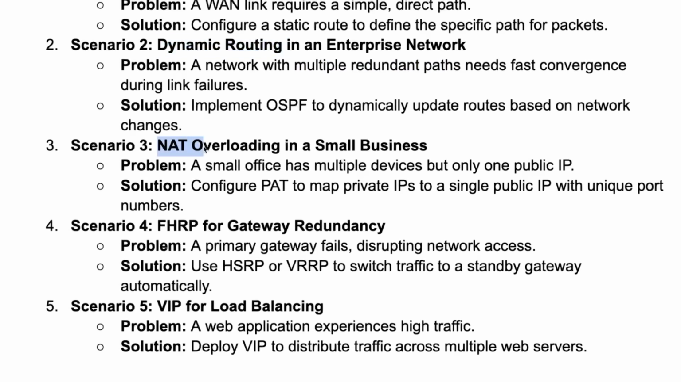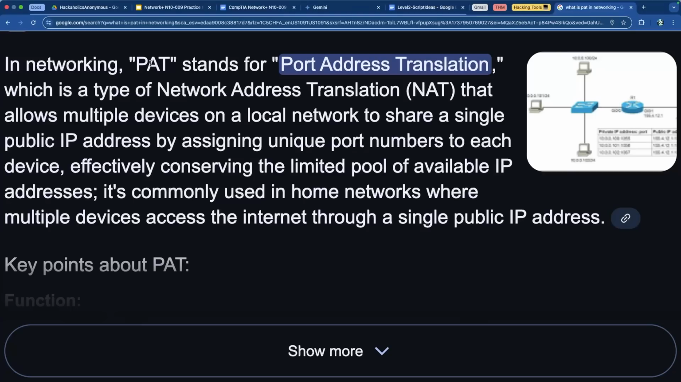Then we have network address translation overloading in a small business. So the problem would be that a small office has multiple devices but only one public IP address. So you would configure the public address translation to map private IPs to a single public IP with unique port numbers. And my sincerest apologies, it's not public address translation, it's port address translation. My bad. I honestly really thought it was port address translation, but I think the context of what we were reading made me automatically say public address translation, and I just had to verify it.